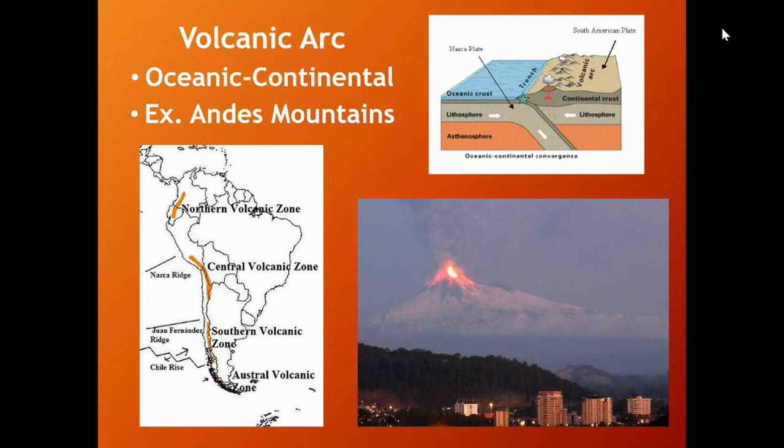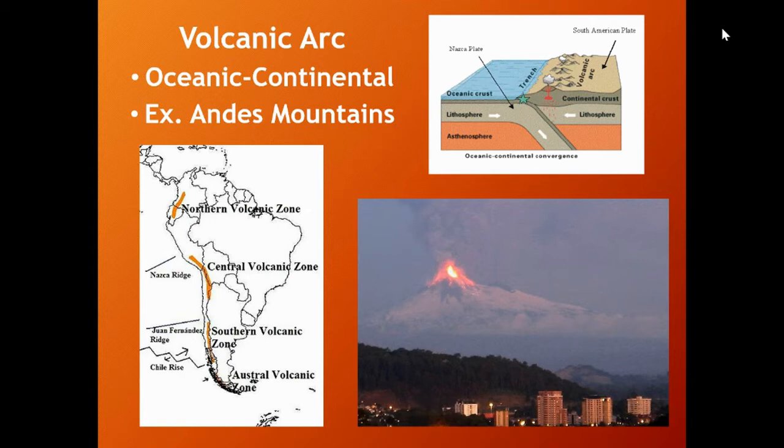I have a picture along the South American coastline there, and the Andes Mountains are an example. All of those mountains are formed because there's a subduction of the Nazca plate underneath the South American plate. And that subduction zone, that oceanic crust diving underneath the continental crust, produces explosive volcanoes along the coastline. Explosive volcanoes along coastlines are called volcanic arcs. Oceanic continental convergence.